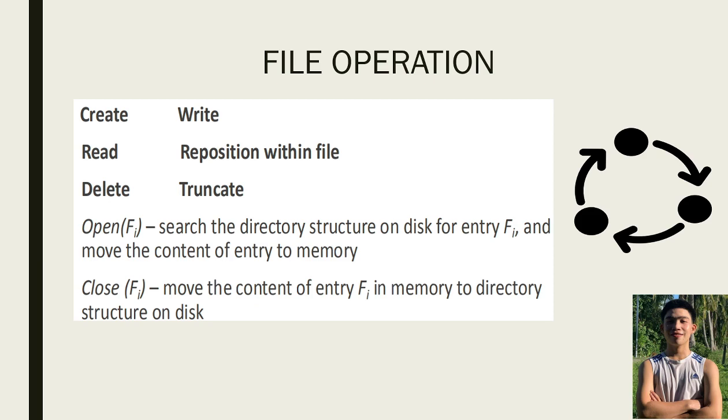Once we open a specific file that we have saved, for the open operation, we are requesting a function. This function is f sub i, which searches the directory structure on disk for entry f sub i and moves the content of the entry to memory.